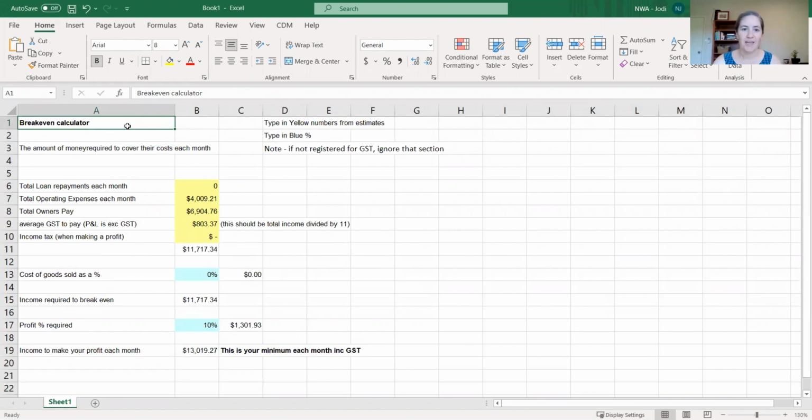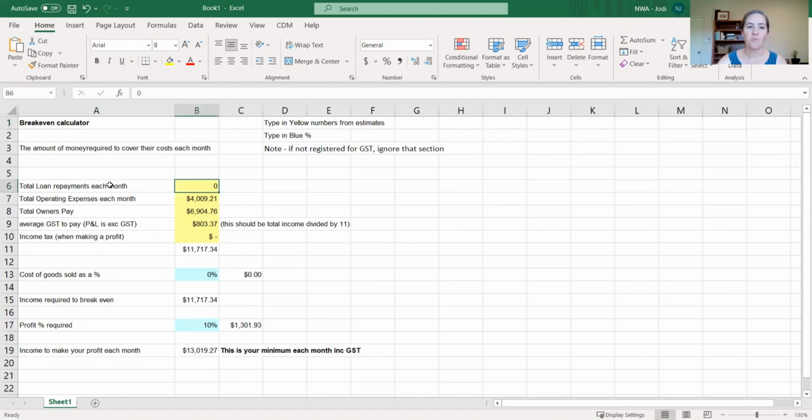The break-even calculator shows you the amount of money that's required to cover your costs every single month. So if you've got $200 products and $2,000 products, it doesn't matter what ratio of these. You just need to think in respect of, I need to sell enough to get this amount of income in, so that I can cover all of my costs. So remember those costs I just talked about.